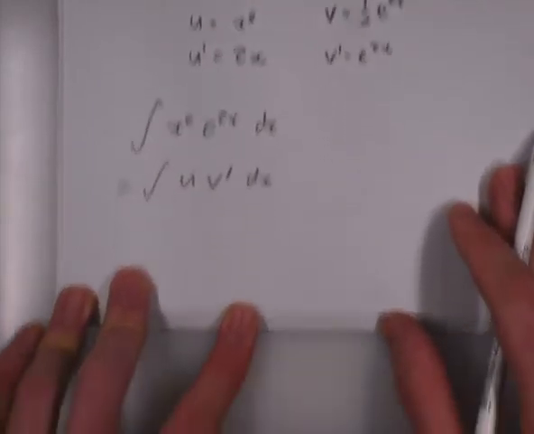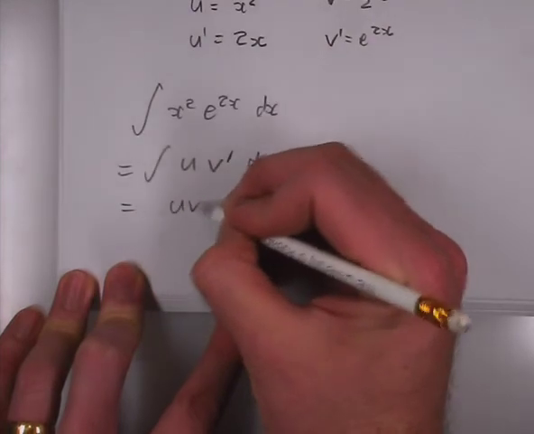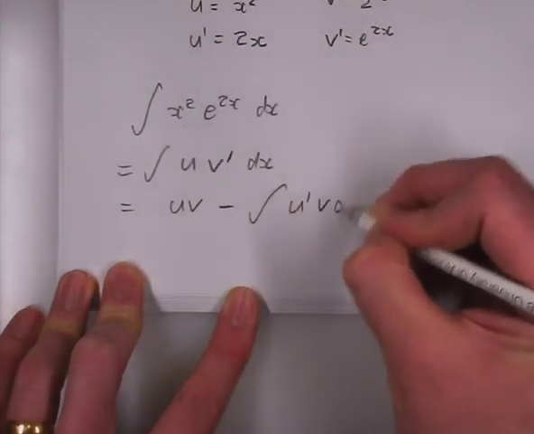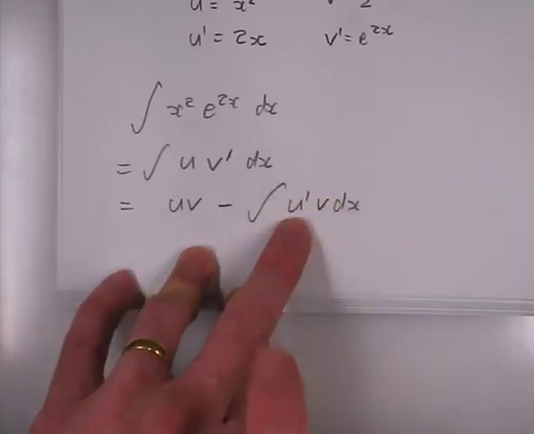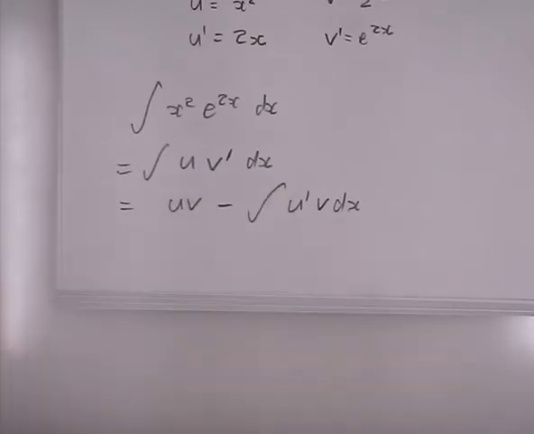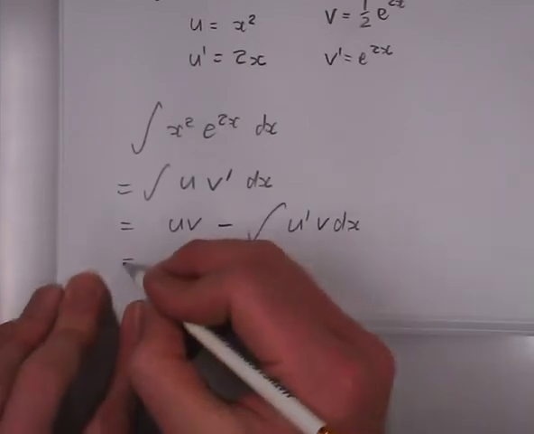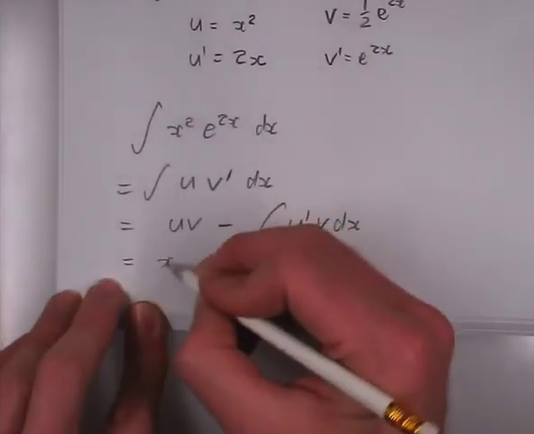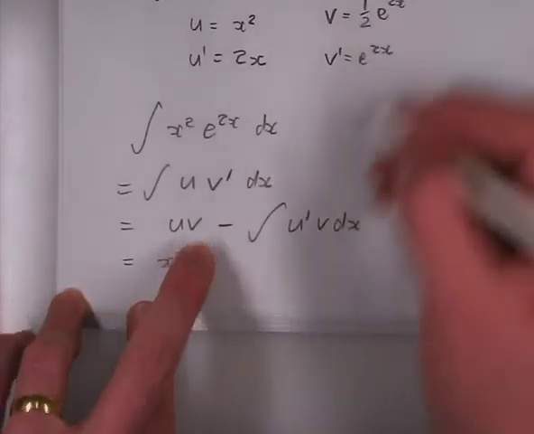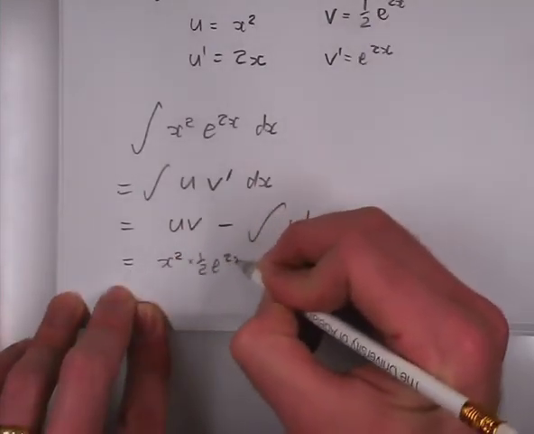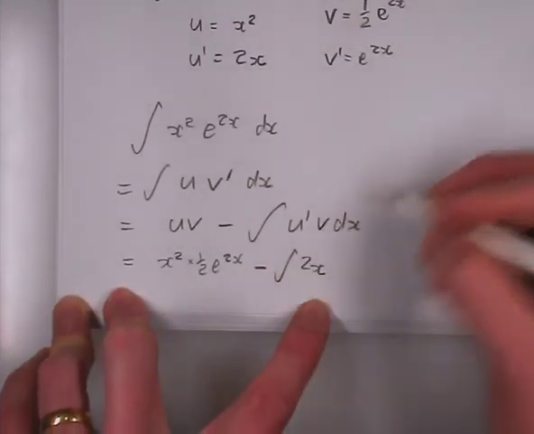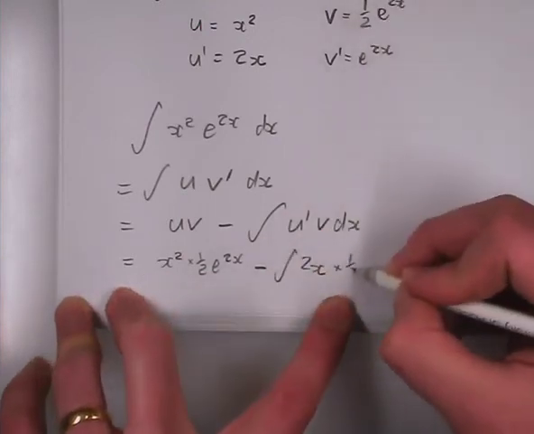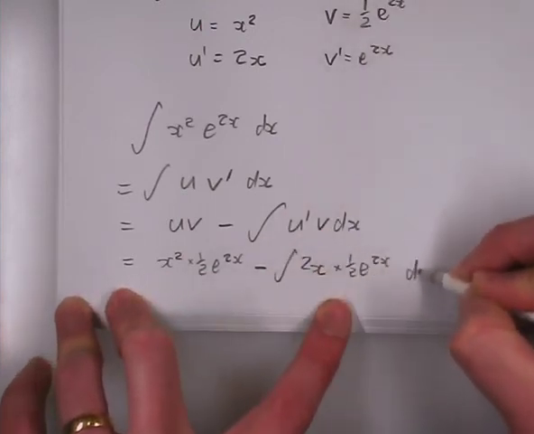Okay, so this is going to come out to still u times v, but the dash has moved over to the u now. It was on the v before. And now I use my list of what I've got up there to fill everything in. So let's see, u is x squared, v is a half e to the 2x, u dashed is 2x, and v is a half e to the 2x. And there's still a dx here.